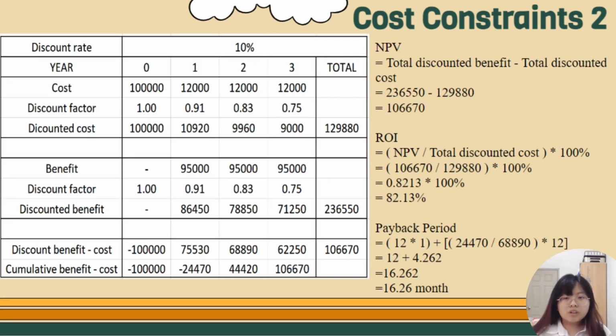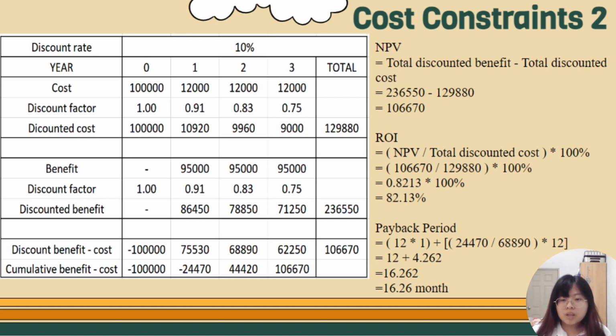According to the previous algorithm, we get the initial cost is 100,000 and then the maintenance cost is about 12,000 per year. After deducting interest from the income, for the first year you get 86,415, and 78,815 in the second year, and 71,215 in the third year.